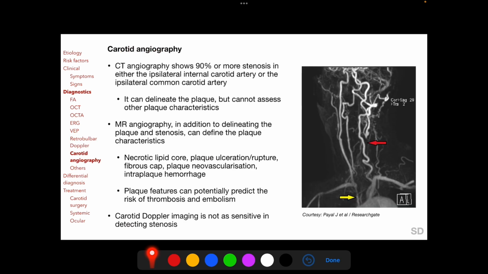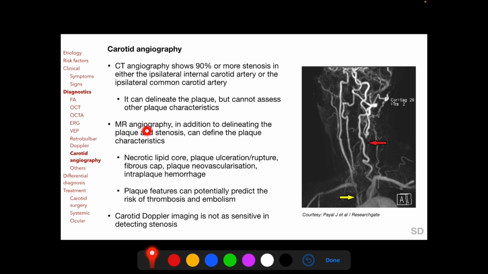Carotid angiography is a very important diagnostic test in patients with suspected OIS, and CT angiography shows 90% or more stenosis in either the ipsilateral internal carotid artery or the ipsilateral common carotid artery, and although CT angiography can delineate the plaque, it cannot assess other plaque characteristics which magnetic resonance angiography can perform.